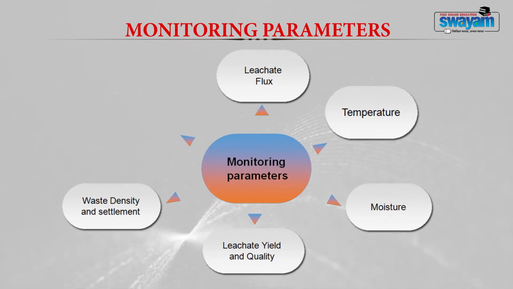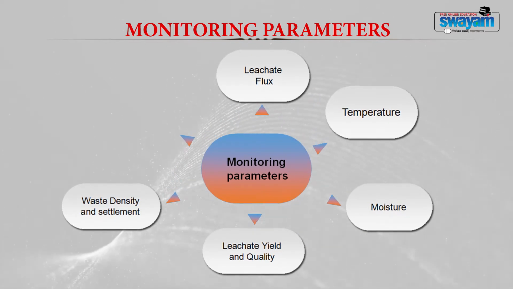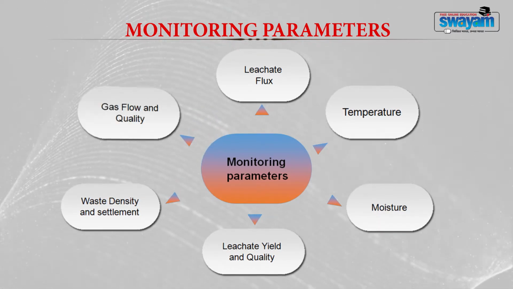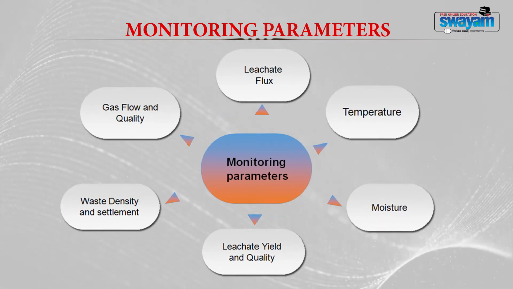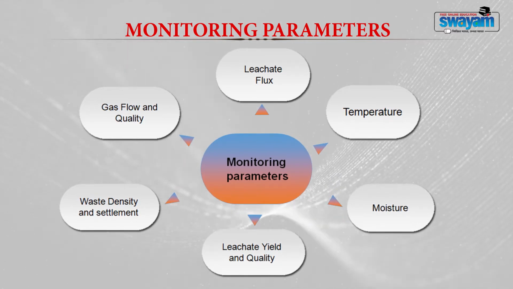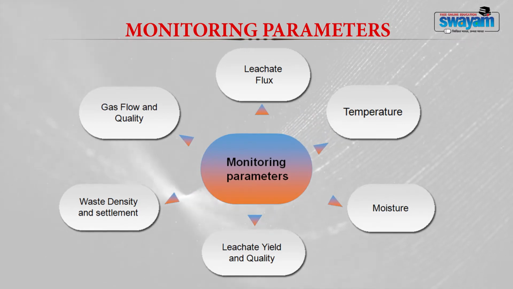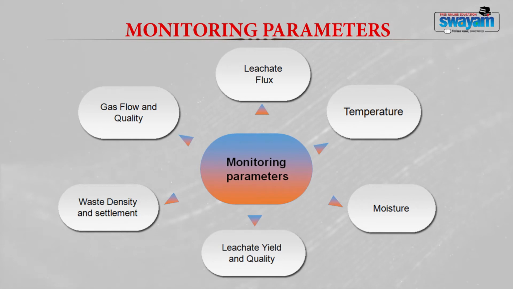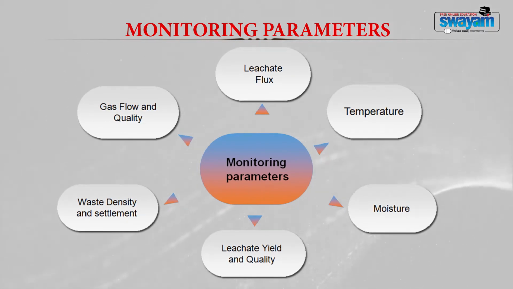Now, waste density and settlement will help you determine how much degradation has occurred, and if you actually know the settlement, you can also calculate how much more waste you can add into the system. The other parameter is the gas flow and quality. Again, when you analyze the gas, you can identify the stage of biological activity within the reactor. Also, the progress in the rate of degradation can be identified. Further, this will also help in the planning of expansion activity.